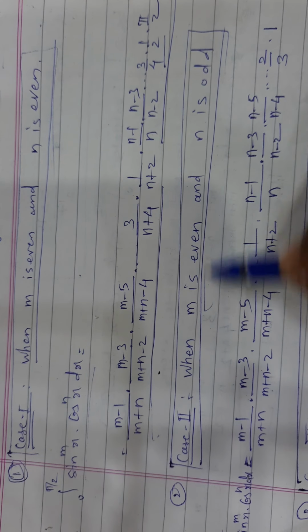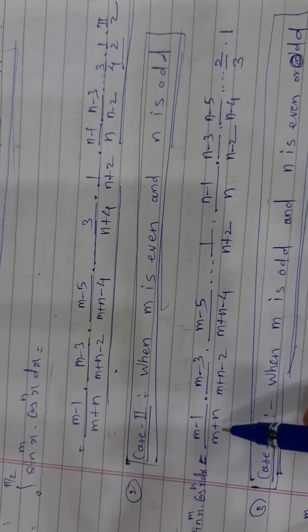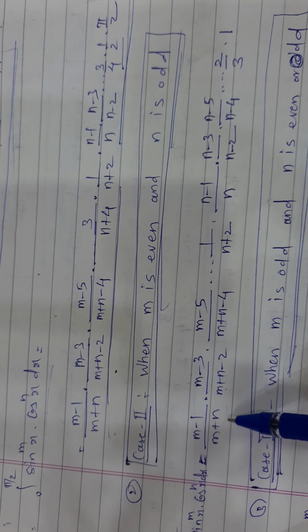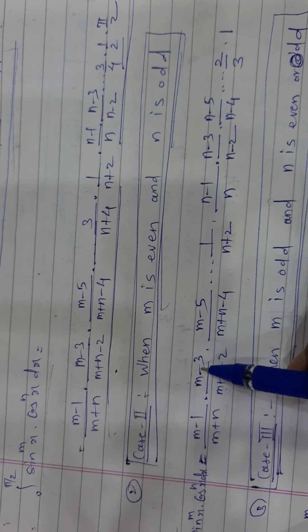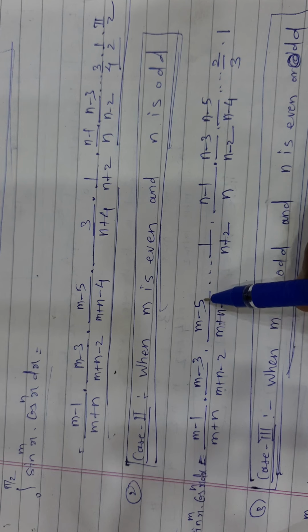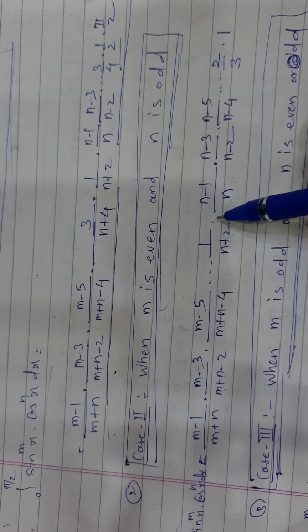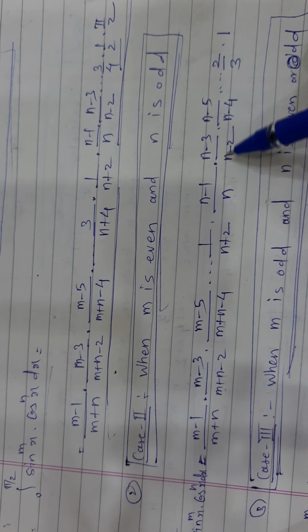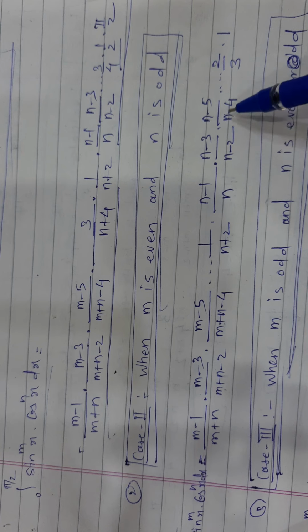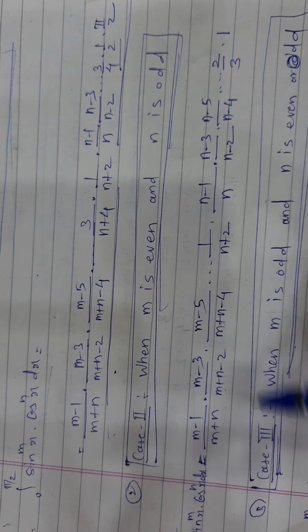Now m is even and n is odd. What will it be then? It reduces to m minus 1 upon m plus n into m minus 3 upon m plus n minus 2 dot m minus 5 upon m plus n minus 4 up to 1 upon n plus 2 into n minus 1 upon n into n minus 3 upon n minus 2 into n minus 5 upon n minus 4 up to 2 by 3.